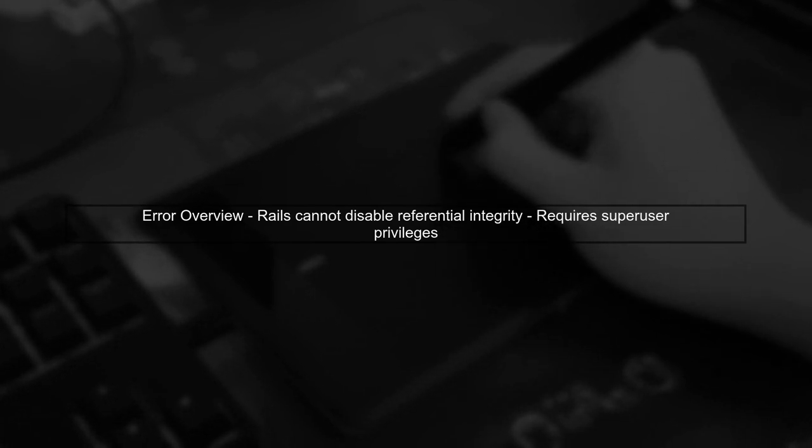The error message indicates that Rails is unable to disable referential integrity due to permission issues. This typically requires superuser privileges in PostgreSQL. You mentioned that your PostgreSQL user is already a superuser. To confirm this, you can run the command show is_superuser, which should return on.